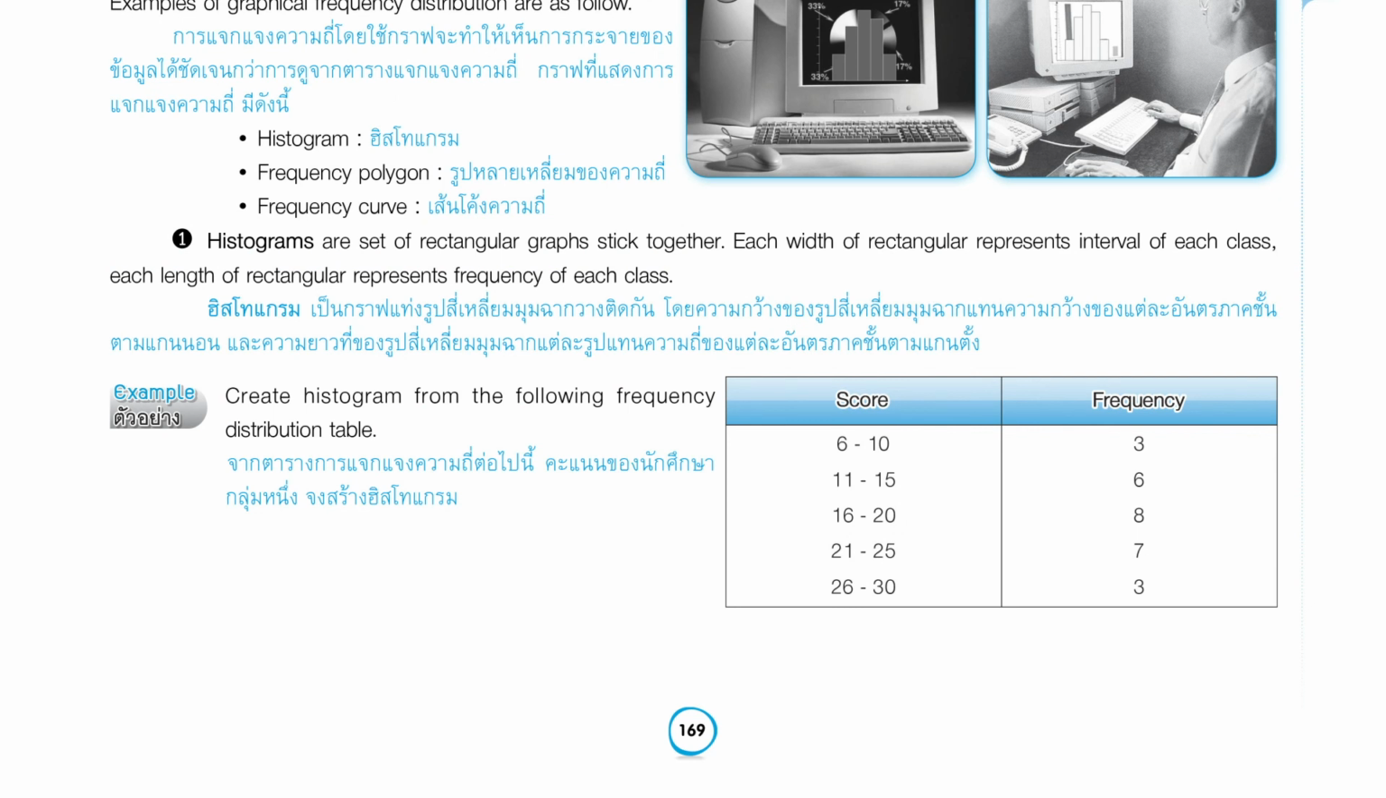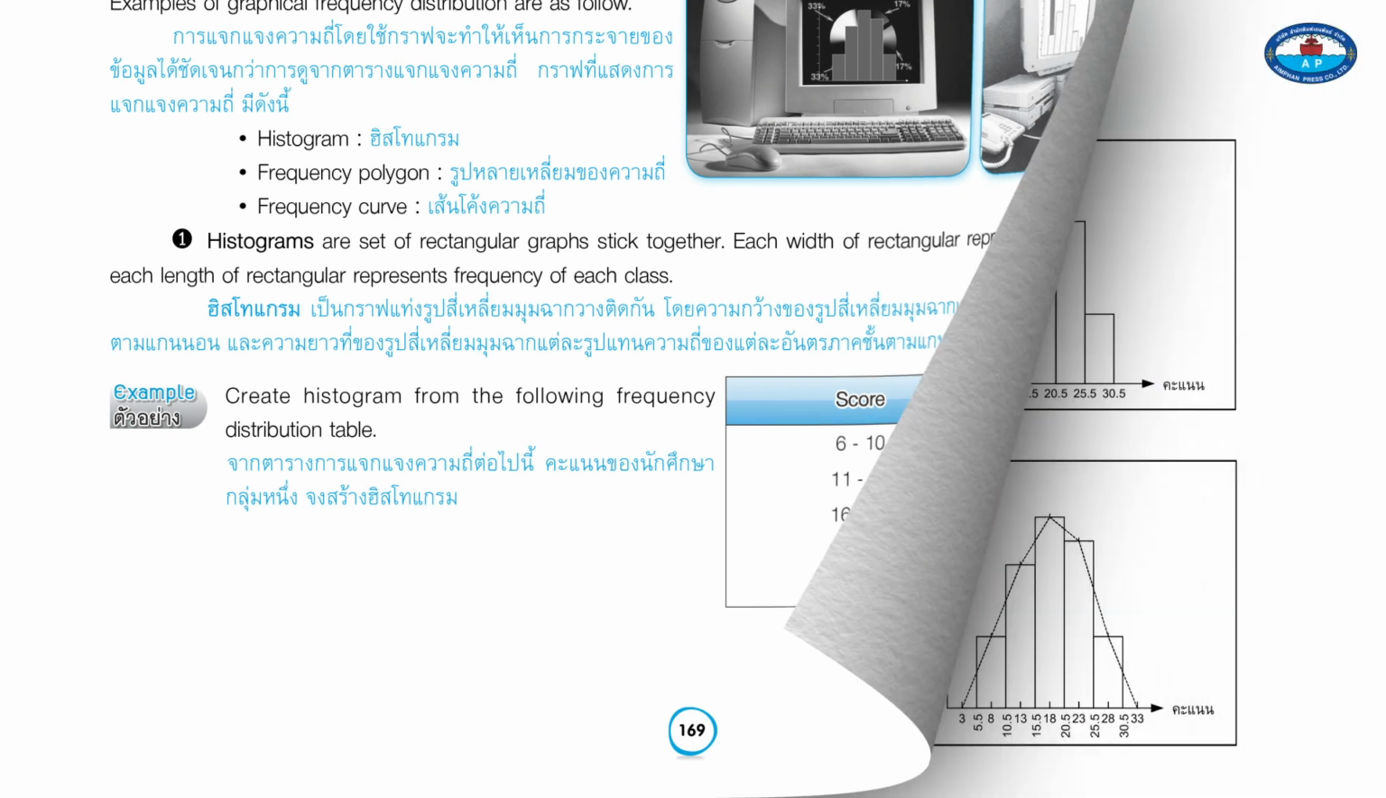Graphical frequency distribution allows users to observe data more clearly than those of frequency distribution table. Examples of graphical frequency distribution are as follows: histogram, frequency polygon, frequency curve. 1. Histograms are a set of rectangular graphs stuck together. Each width of rectangle represents interval of each class. Each length of rectangle represents frequency of each class. Example, create a histogram from the following frequency distribution table.